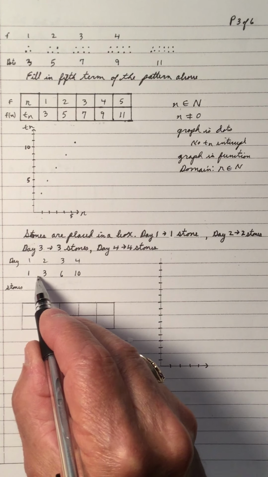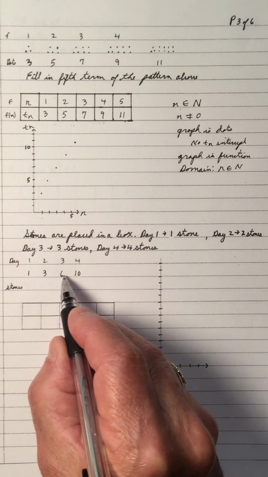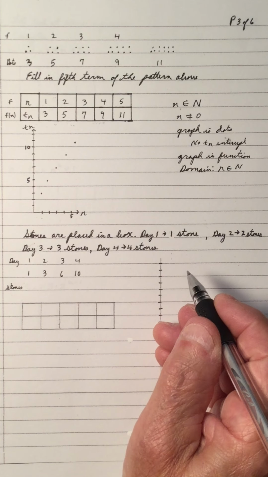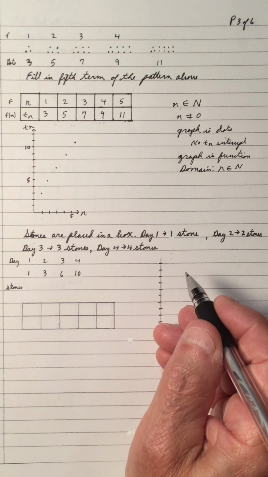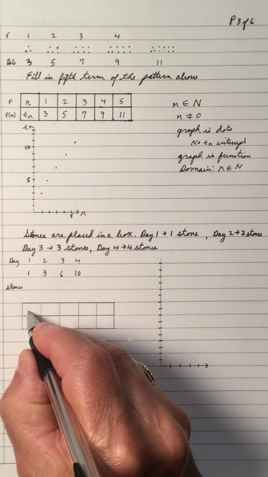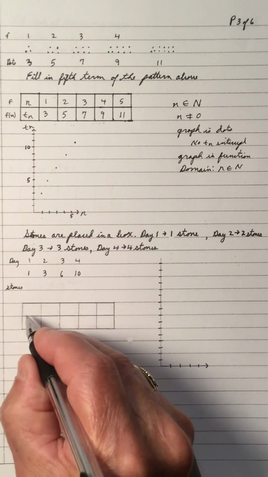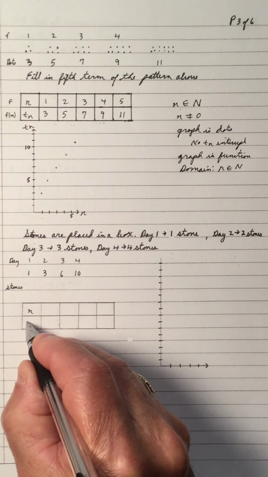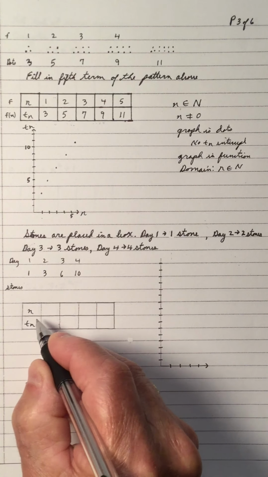Here, we've added 2 on, then we've added 3 on, then we've added 4 on. So it's a sequence. There's a different type of sequence, and we'll get into that later. So we have day. N is the number of the day, and Tn is the number of stones.